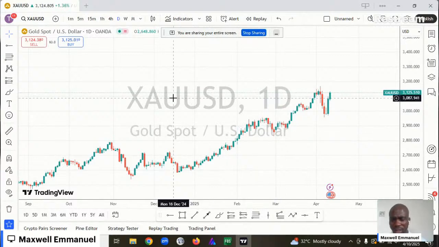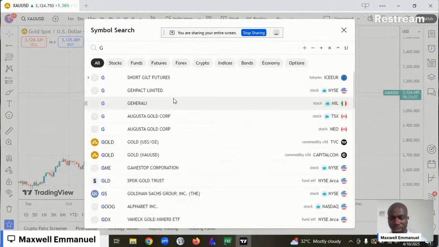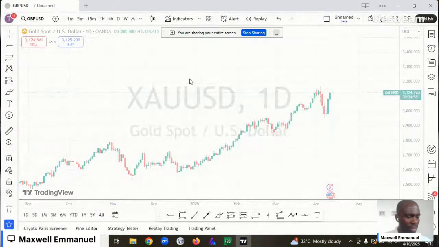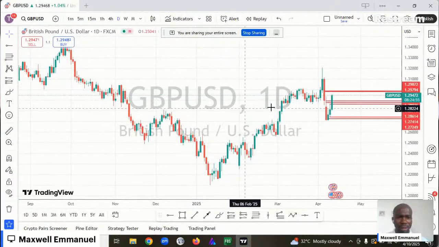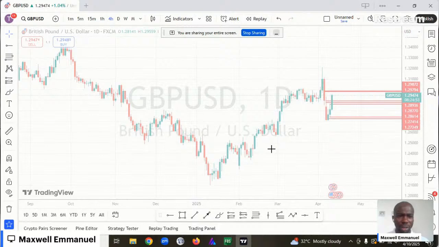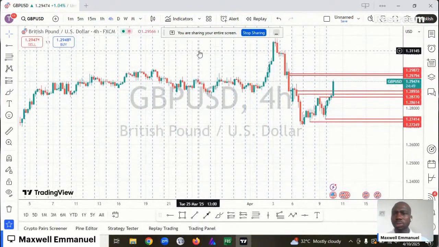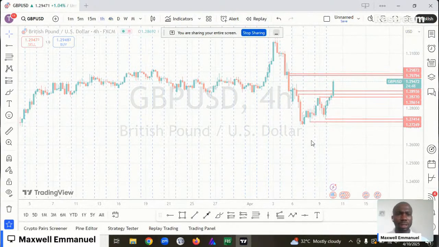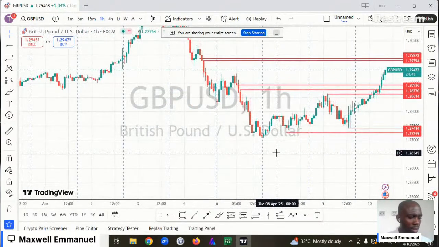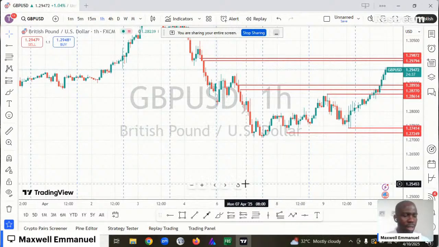So the data was negative for dollar. Let's see GBP USD. What's happening on GBP USD? You can see GU is still strongly bullish. Can you see that? GU is bullish.